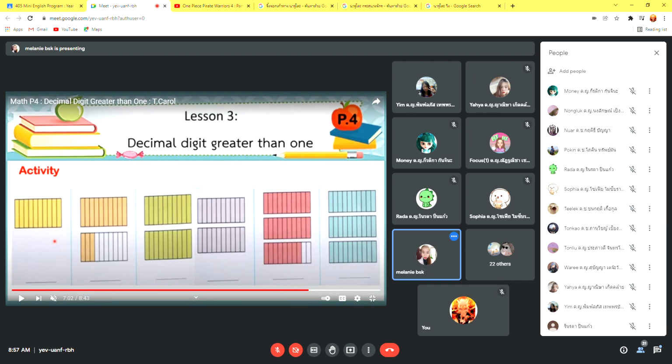The fifth example, children. Sophia. Okay, Sophia, go on. 2 and 8 tenths. Okay, 2 and 8 tenths. Great job. Okay, and the last example is 3. That is a whole number, 3. Okay, so we're going to move on. Let's see if we still have another example.